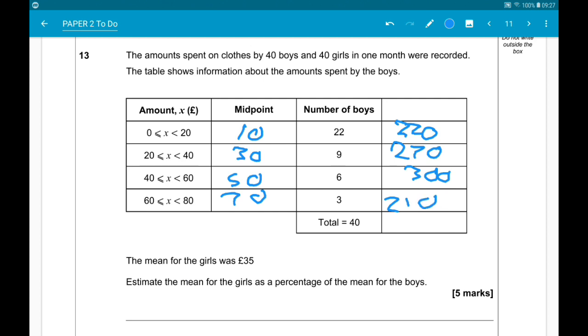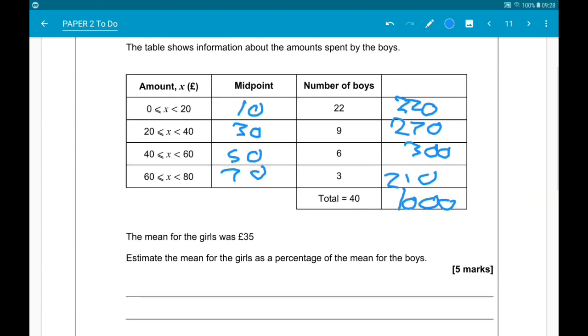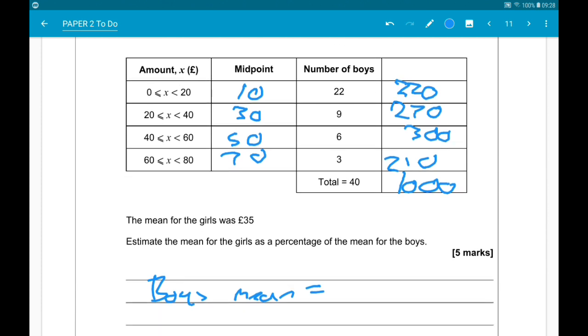Now we add those 4 numbers together to give us an estimate for the total. So if we add those together, we are going to get, that's nice, 1,000. Now to find the mean for the boys, we do the total divided by the number of boys. So 1000 divided by 40.